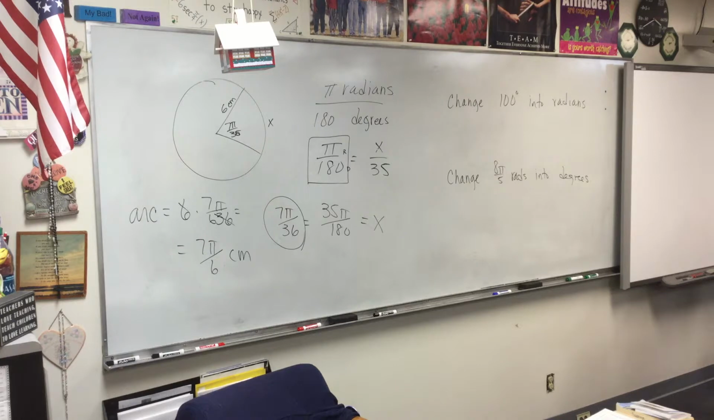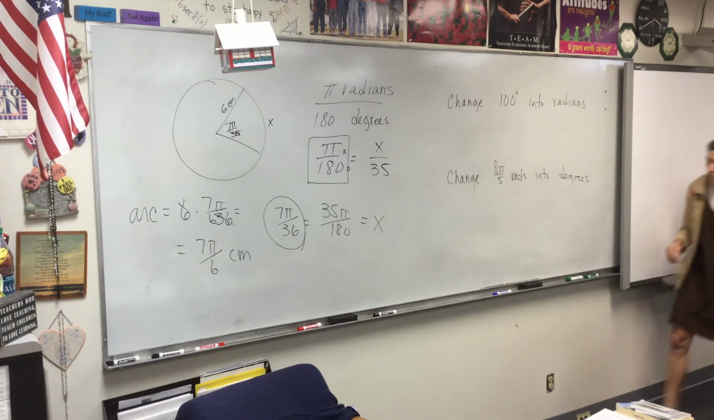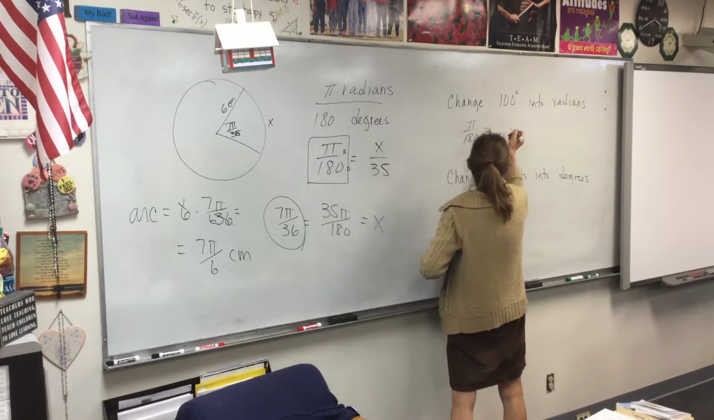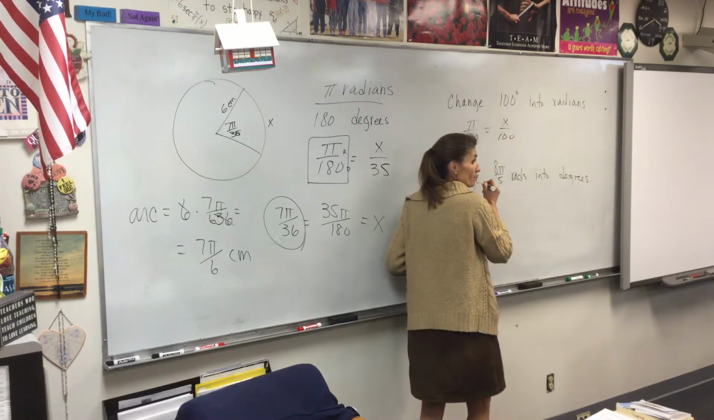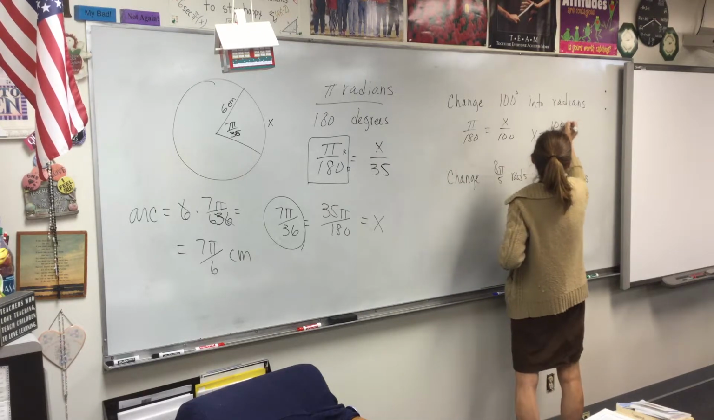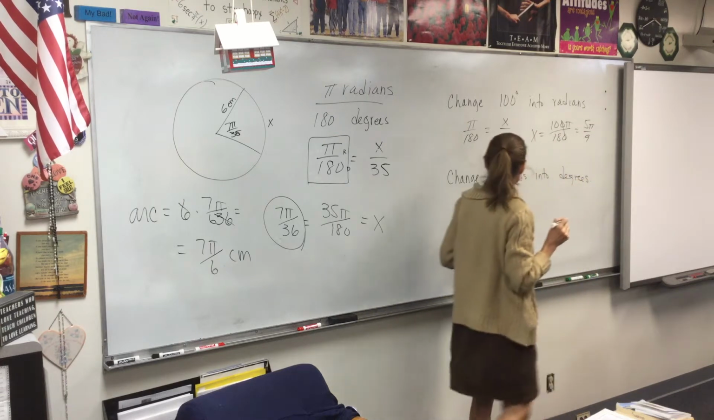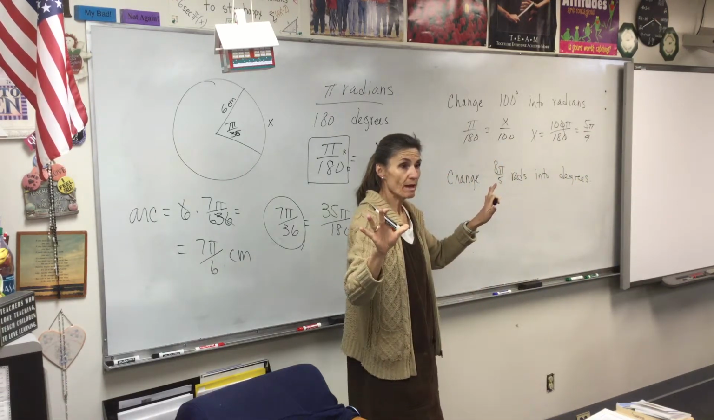You all got the first one without issue. Did you say pi is to 180 as something is to 100? So x equals 100 pi over 180, which is 5 pi over 9. Yeah. Everybody okay with that?